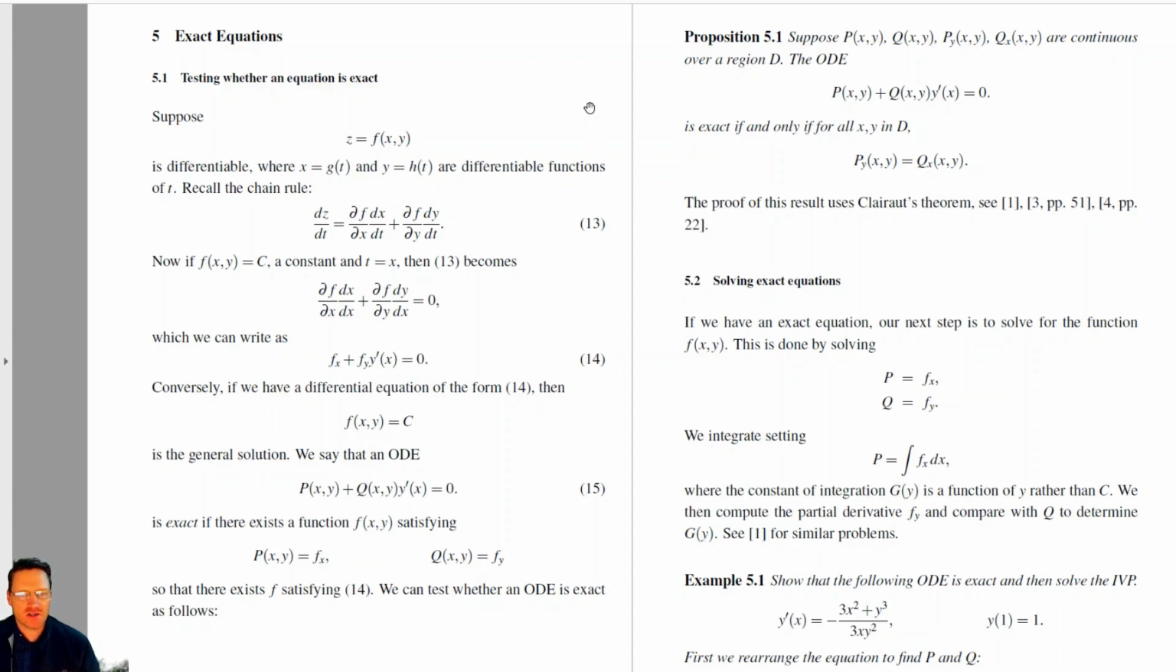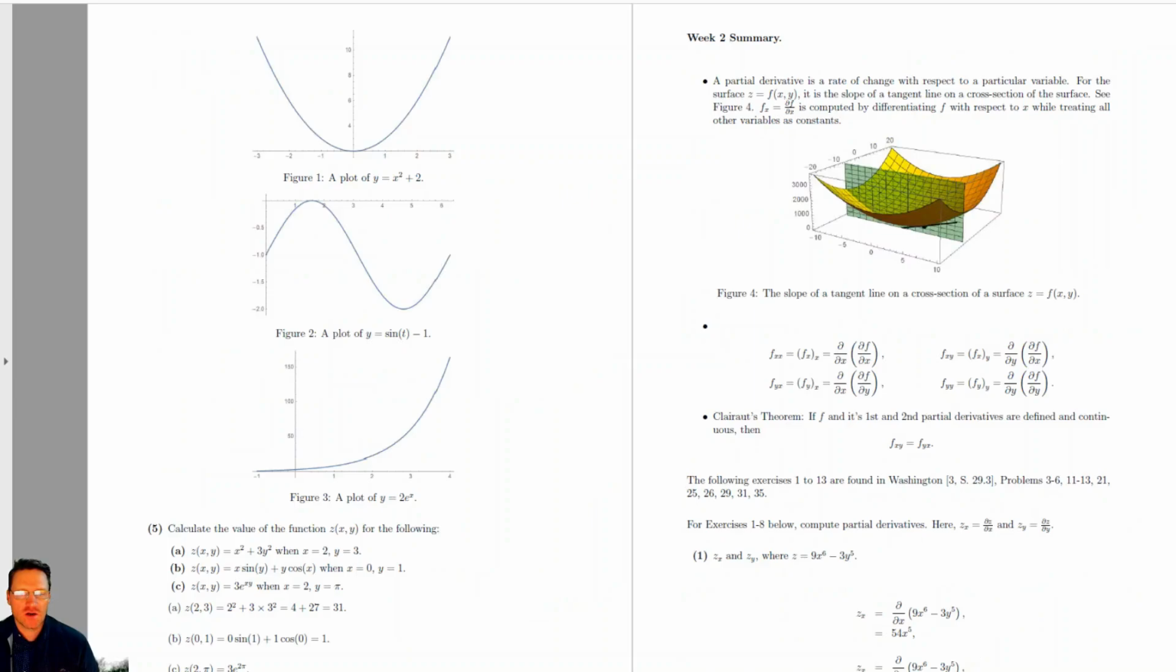Suppose we have a function of x and y, and let's suppose it's z. Let's suppose it's differentiable, where x and y are functions of another letter t, and that they are differentiable also. The chain rule for partial derivatives is what we have here in equation 13. I'm pretty sure we covered this in Math 201. So I've got my notes here on Math 201. We've got some content in week 2 of Math 201 on partial derivatives. Here we've got Clairaut's theorem, which we'll come up to in a moment.